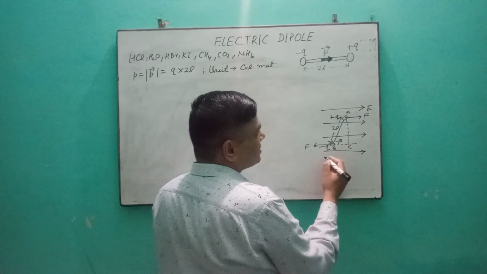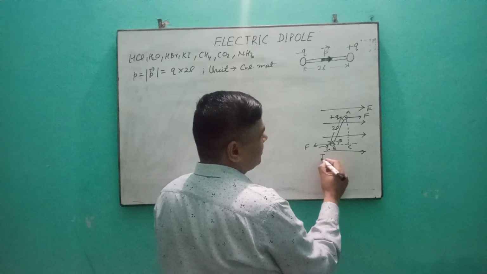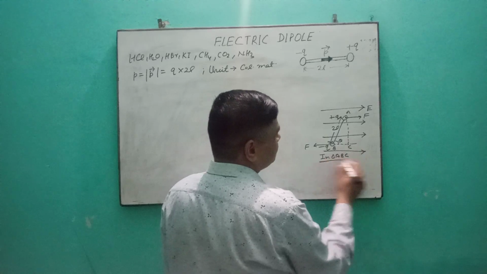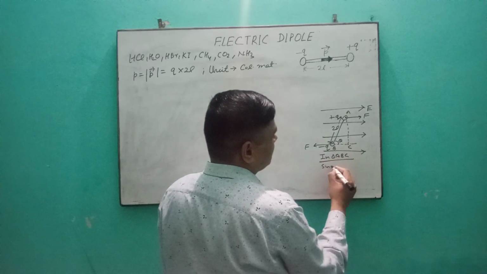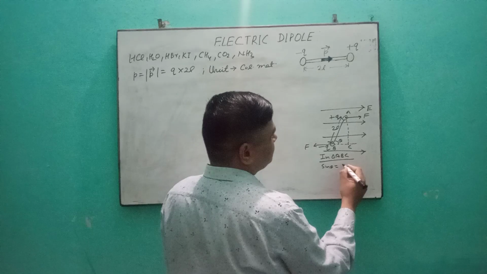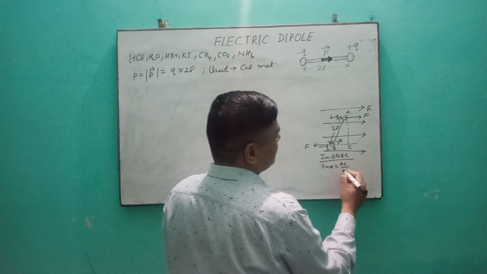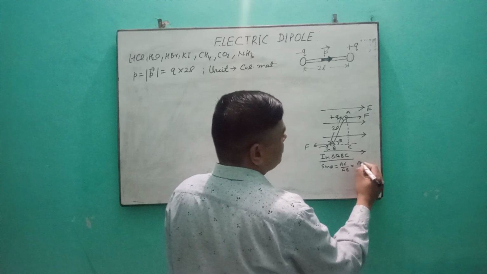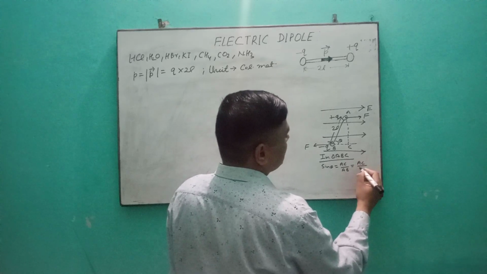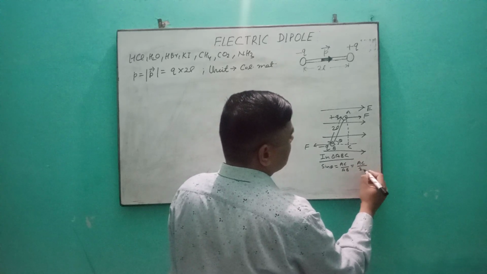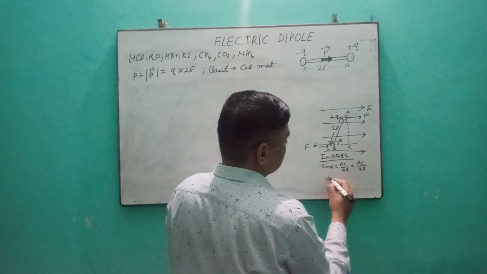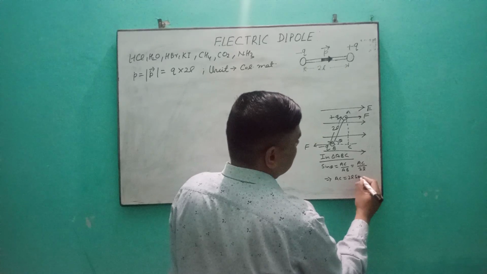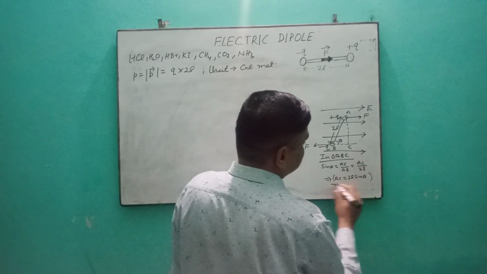Applying sin theta in this triangle ABC, sin theta is equal to AC upon AB. The value of AB is 2l, which implies AC is equal to 2l sin theta.